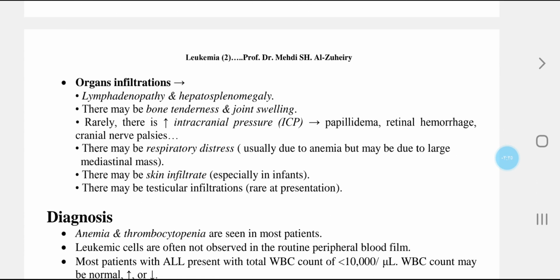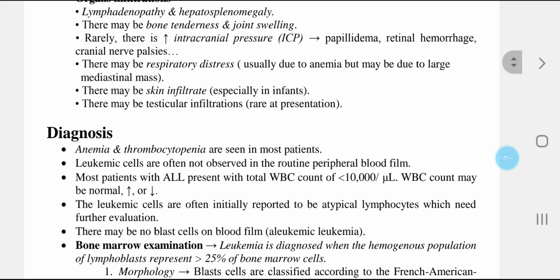Organ infiltrations can present as lymphadenopathy and hepatosplenomegaly. There may be bone tenderness and joint swelling. Rarely there is increased intracranial pressure leading to papilledema, retinal hemorrhage, cranial nerve palsies. There may be respiratory distress, usually due to anemia, but may be due to large mediastinal mass. There may be skin infiltrates, especially in infants, and there may be testicular infiltration, which is rare at presentation.